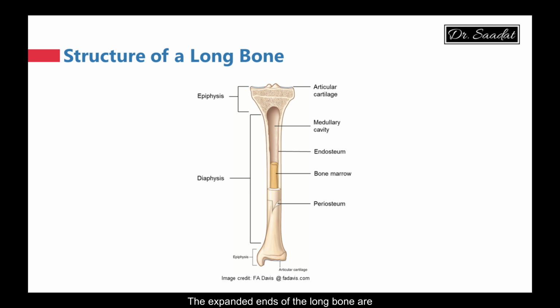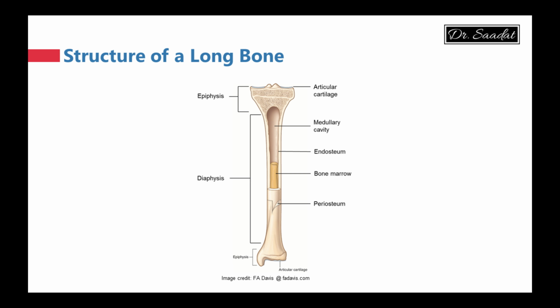Epiphyses. The expanded ends of the long bone are called epiphyses. They are capped with articular cartilage that cushions the bones at joints and allows for frictionless movement. Diaphysis. This is the hollow shaft of the long bone, made of compact bone. Compact bone is dense and strong, providing the main structural support for the bone.